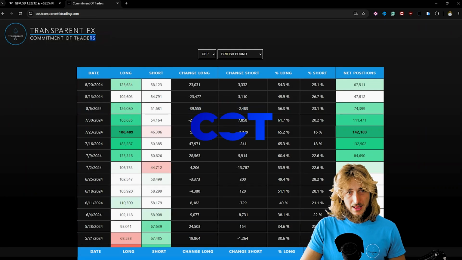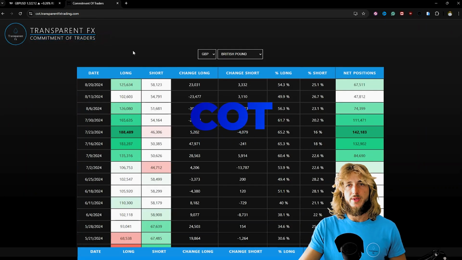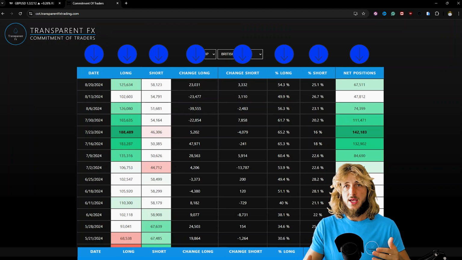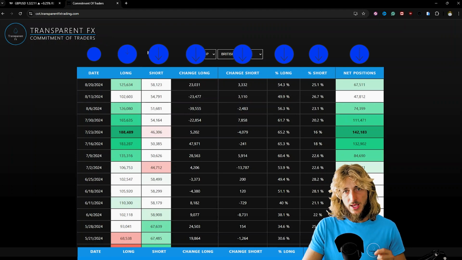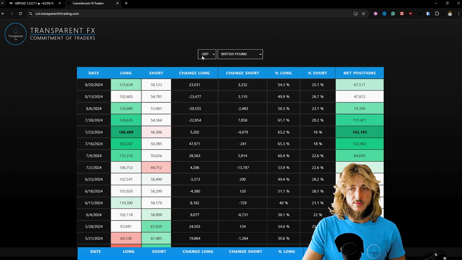Now, before we dig deeper into what we have here from a technical perspective on the daily, first, let's go and see what we have when it comes to the Commitment of Traders, so what hedge funds and the big players in the market are doing, and let's check the data precisely for the pound.